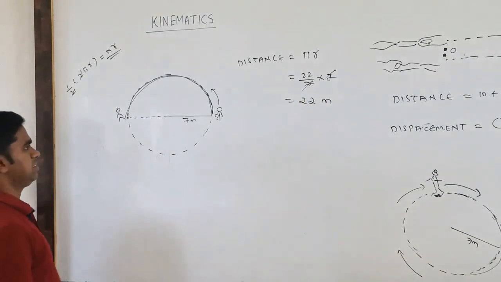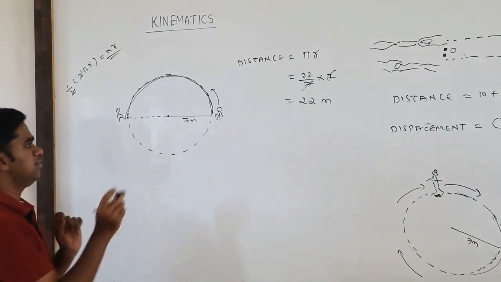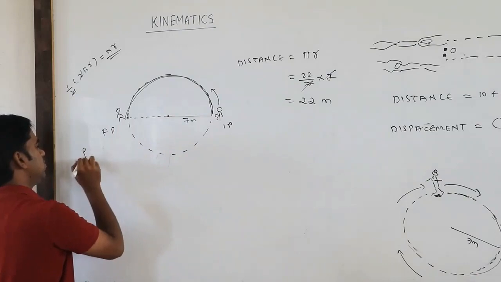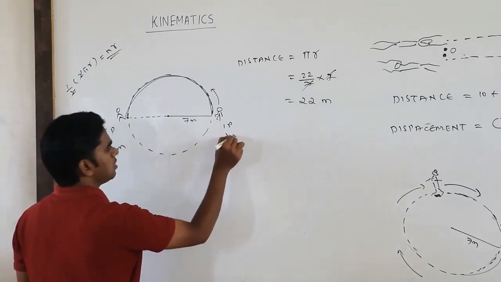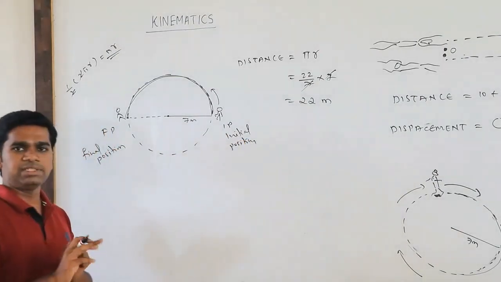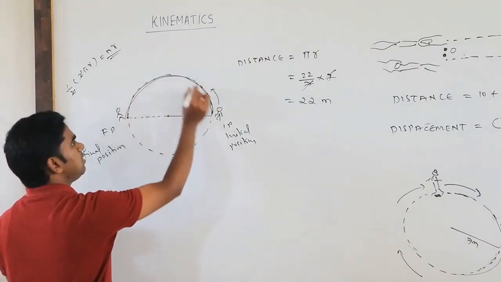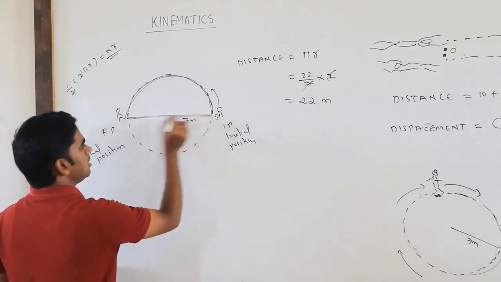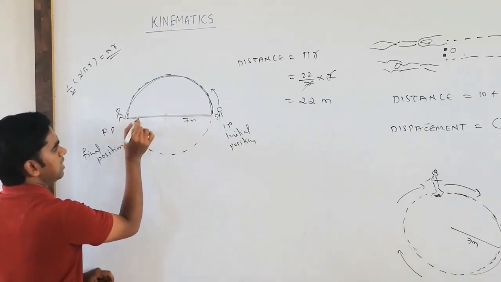Now what is the displacement? Displacement is the shortest distance between initial position and final position. This is the final position. This is the initial position. We know that displacement you have to measure in a straight line. This is a curve, this is not going to be displacement. So in the straight direction, this is your displacement. From here to here 7, from here to here again it is 7.